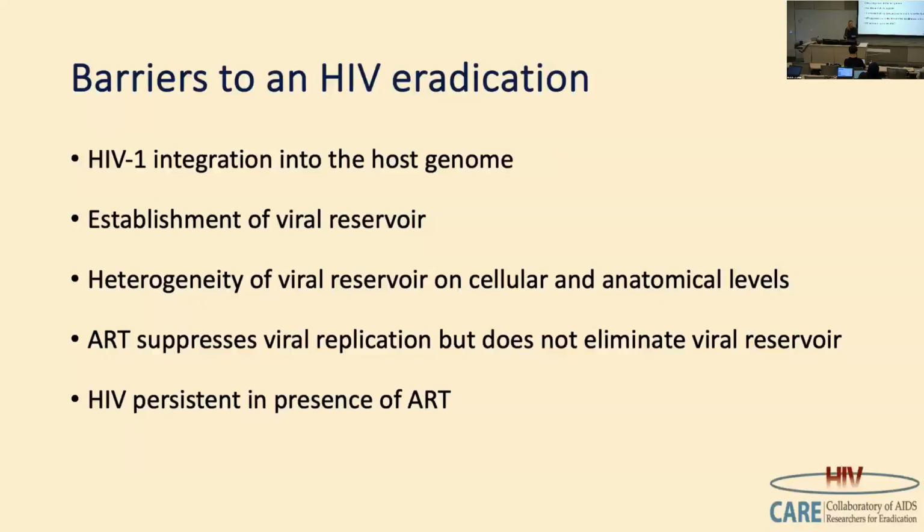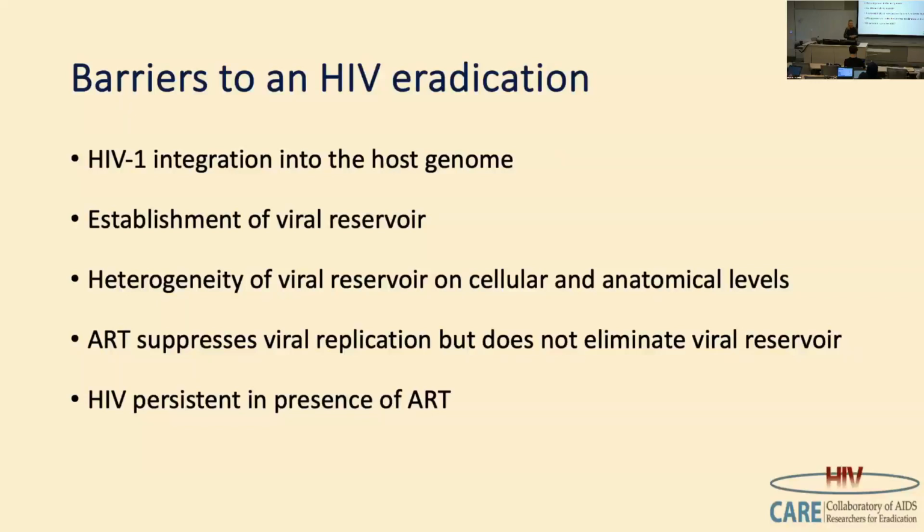And establishing a viral reservoir means that there are a bunch of cells that constantly carry HIV. That's what reservoir means: a body of cells that constantly have HIV. And there is heterogeneity of the viral reservoir at the cell and anatomical levels. HIV has a very, very small genome. The rest of it is borrowed from the host. So while it's replicating, it's introducing a lot of mutations. So in every single individual, we might have a lot of different viral sequences. That's why we call them viral swarms, because they are not identical.